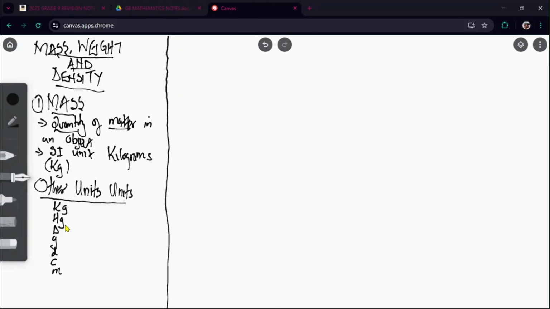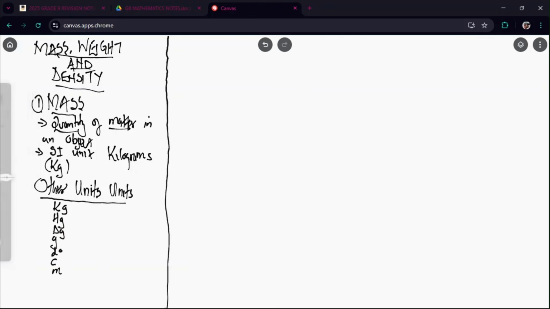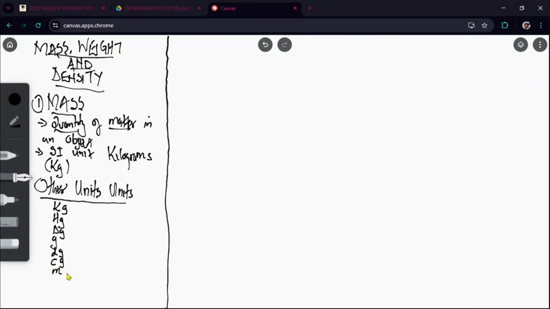We have hectograms, decagrams, grams, decigrams, centigrams, and milligrams. These are among the other units. So this is the SI unit, but hectogram, decagram, gram, decigram, centigram, milligram, these are other units of measuring mass. We'll have an example to see how to convert from one unit to another.